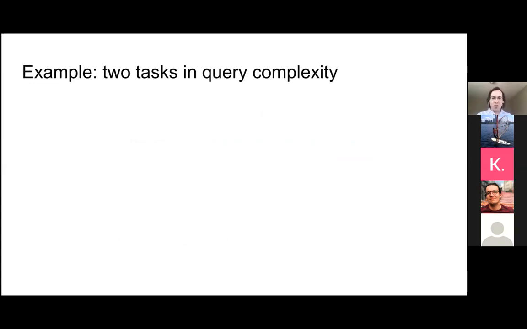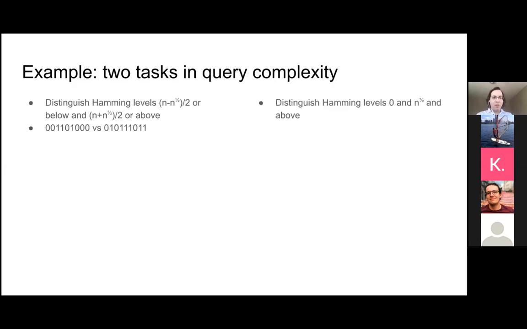So consider the following two tasks in query complexity. In both cases, you're going to get Boolean strings as inputs. In one task, the goal is to distinguish Hamming levels n minus root n over 2 and n plus root n over 2. So for example, these two input strings come from the two different Hamming levels. In the other task, your goal is to distinguish the Hamming levels 0 and root n. So you're trying to distinguish these two types of strings.